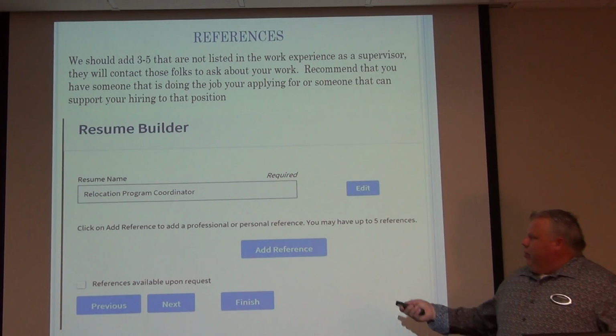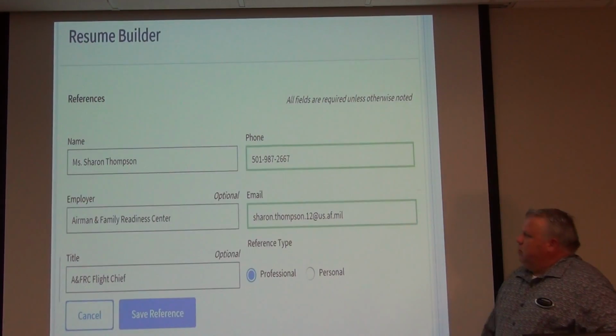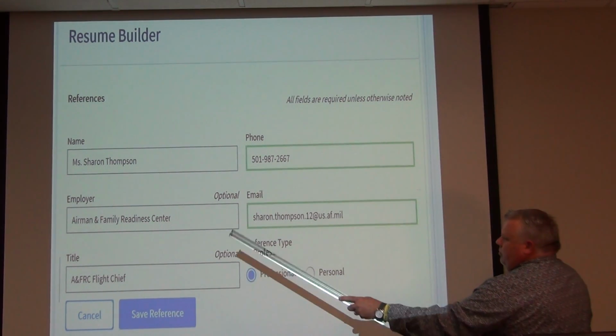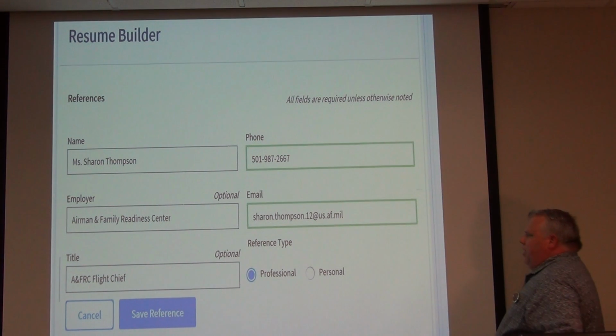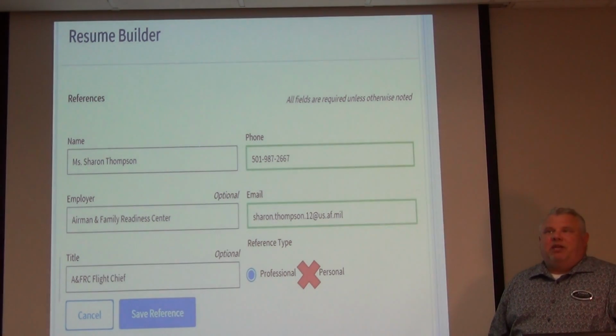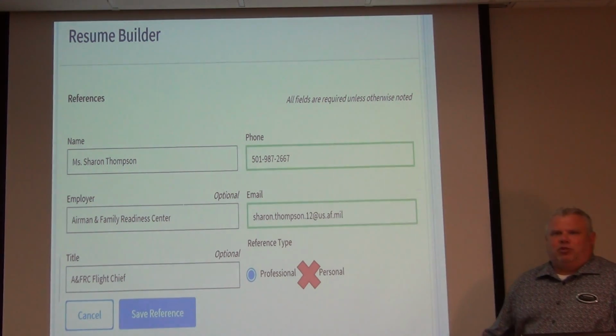All right, now we're going to add references. You're allowed 3 to 5. So name, contact number, flight chief, professional, personal. Never, ever, ever pick a personal reference. Okay? Because they are biased. They know you. It's personal.